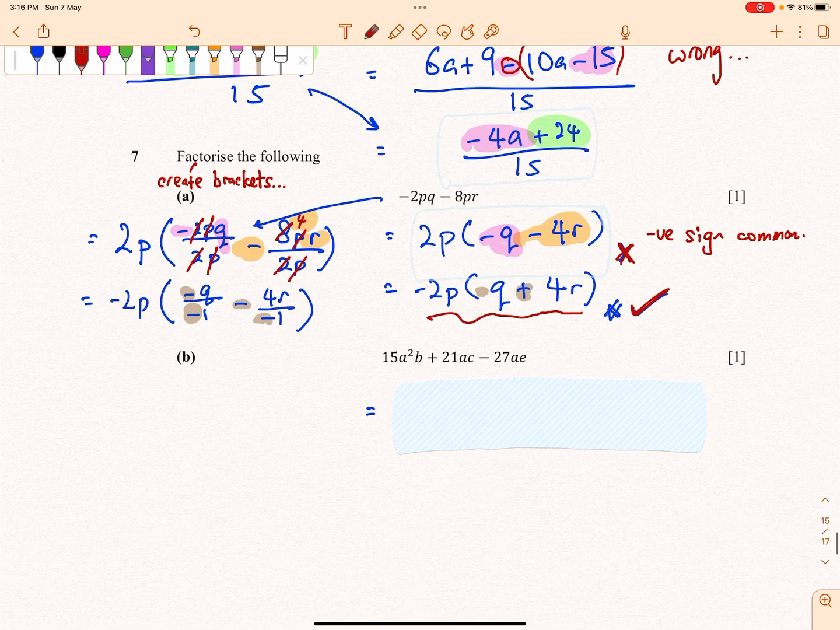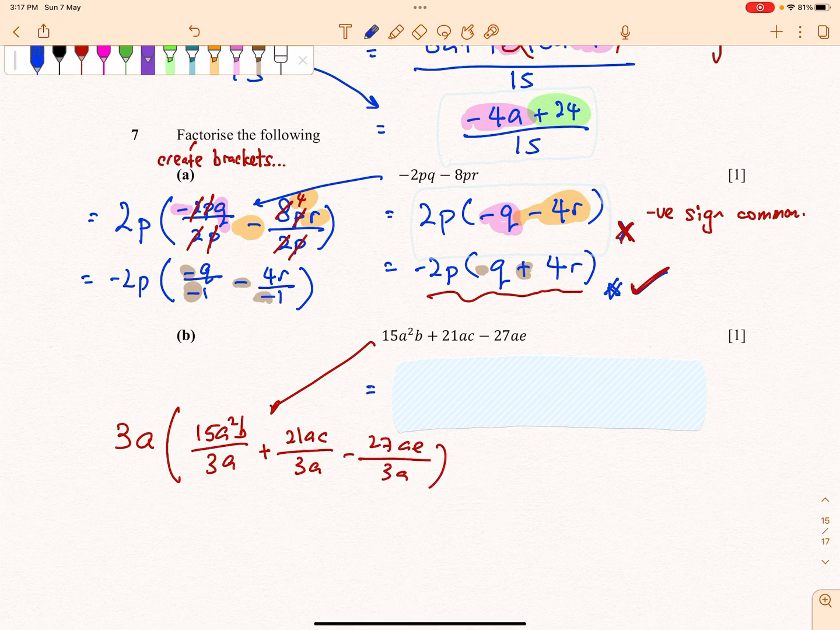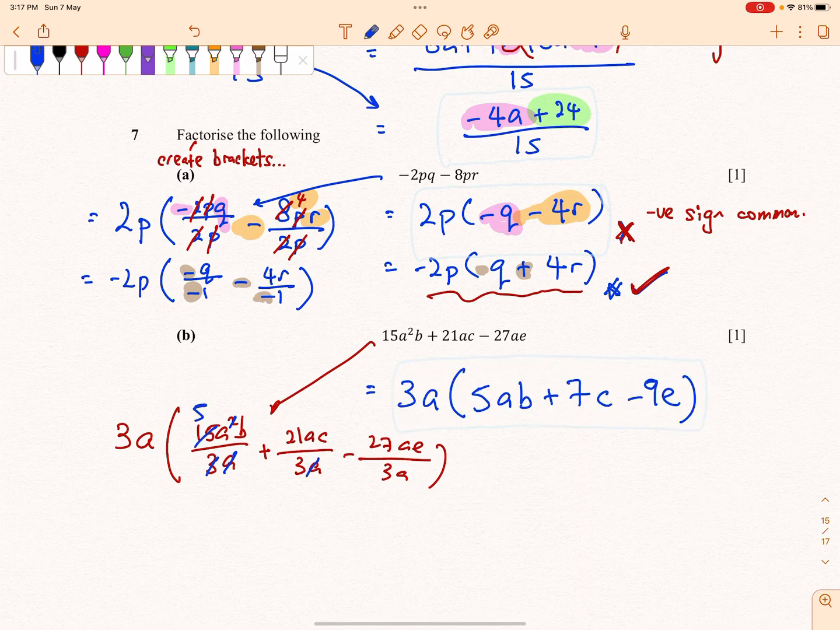Now last one, same idea. If I were to look at this, then 3 seems to be common, A seems to be common. So I will take every term, divide by 3A. So if I do some cancellation, then I'll be left with 5AB, 7C, and 9E. Okay, so I hope this helps you to understand the steps correctly.